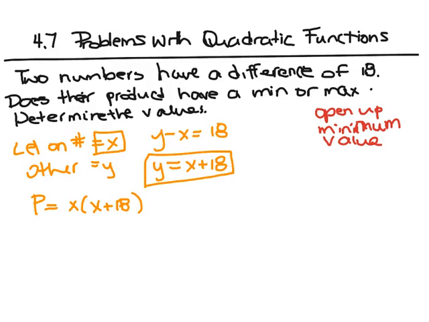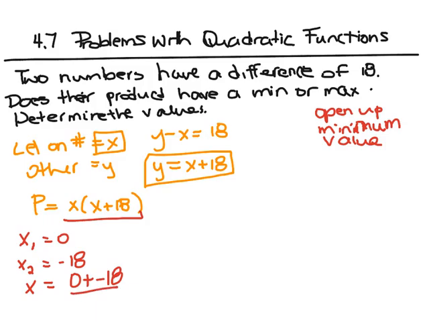So we want to find our vertex to figure out what the minimum product could be and what the minimum numbers could be. So if we look at this, our x1 would be 0 and our x2 would be negative 18 because it's already in factored form. Leave it like that. So if we wanted to find our x value at our vertex, we're just going to go 0 plus negative 18 divided by 2, so x would equal negative 9. So at our vertex, we have negative 9 for x.